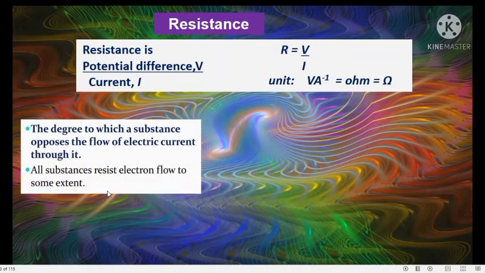In an electric circuit, resistance is the degree to which a substance opposes the flow of electric current through it. If we carry out an experiment using constantan wire, the constantan wire opposes the flow of electric current through it, meaning constantan wire has resistance. All substances resist electron flow to some extent.